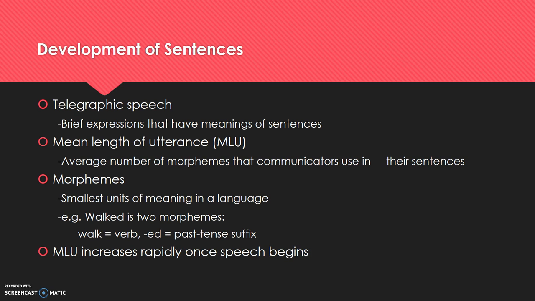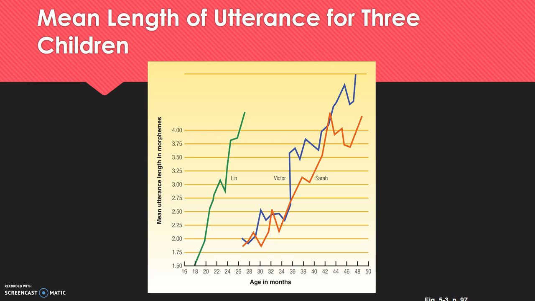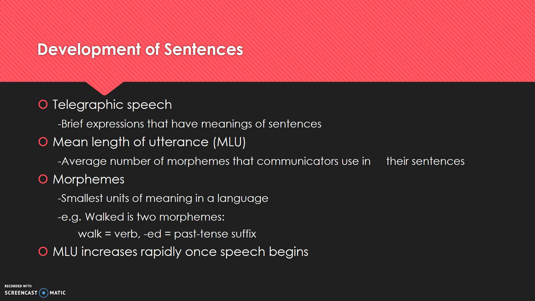So that two word utterance can have a lot of meaning. Now, when we're looking at sentences, one of the things we look at in sentence development is the mean length of utterance, also known as the MLU. In your book on page 109, figure 5.5, is a chart of the MLU of three children. You can see as they increase in age, their MLU increases. The MLU consists of the average number of morphemes, or the smallest unit of meaning in a language.